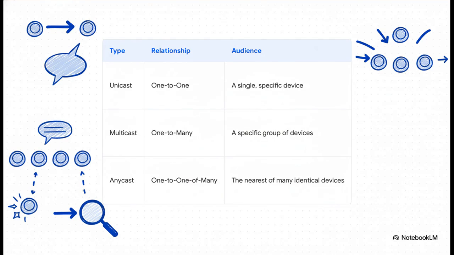All right, let's hit pause for a quick recap. Unicast is one-to-one, your private call. Multicast is one-to-many, the group chat. And Anycast is one-to-one of many, finding the closest helper. Seeing them all side by side like this really makes it clear how each one has its own special job.